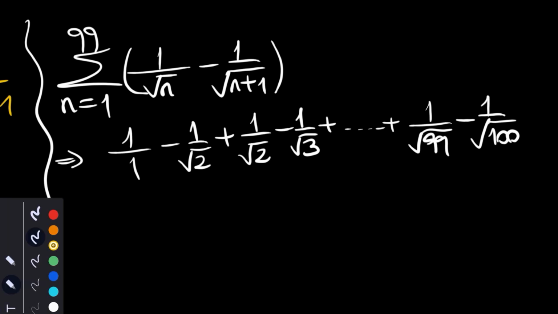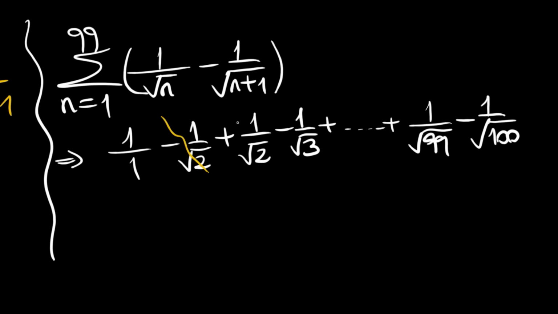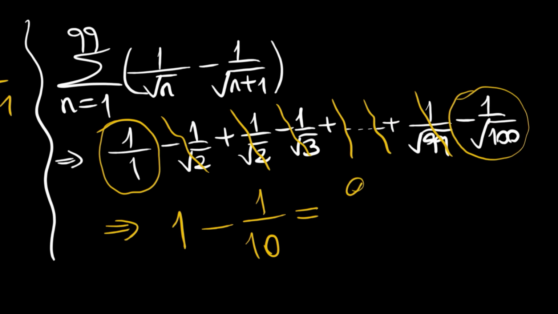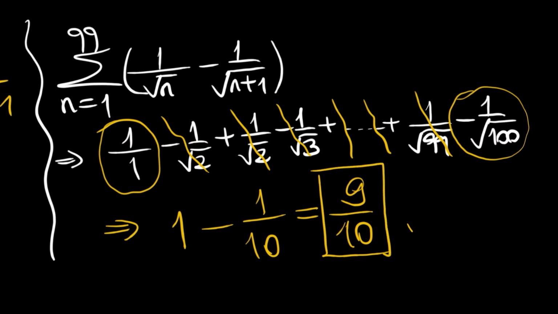And you can see the cancellations now. This minus 1 over root 2 cancels with the plus 1 over root 2. This minus 1 over root 3 will also cancel. Negative and positive 1 over root 99 will also cancel. And we will have this 1 over 1, which is 1, and we will have minus 1 over root 100, which is 1 over 10. We have 1 minus 1 over 10. Having a common denominator, this is equal to 9 over 10. So this is the final result for our sum.